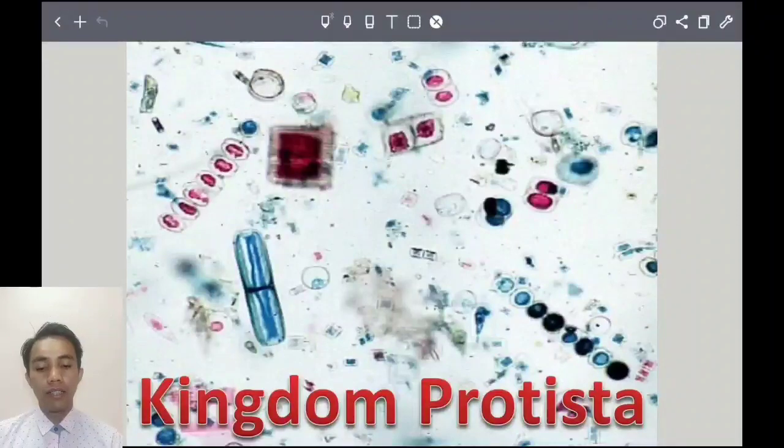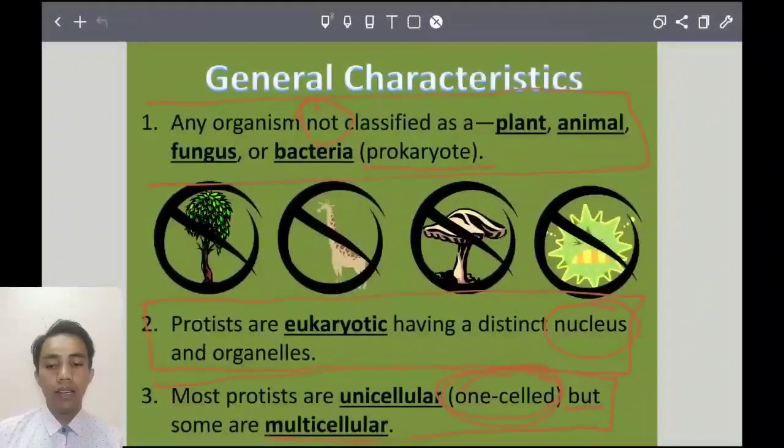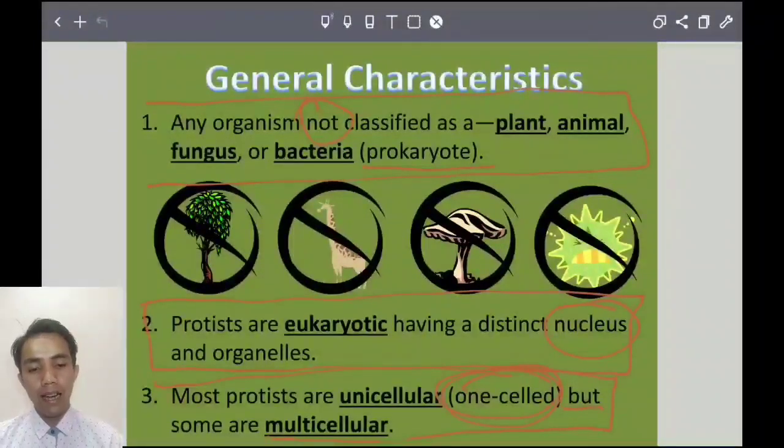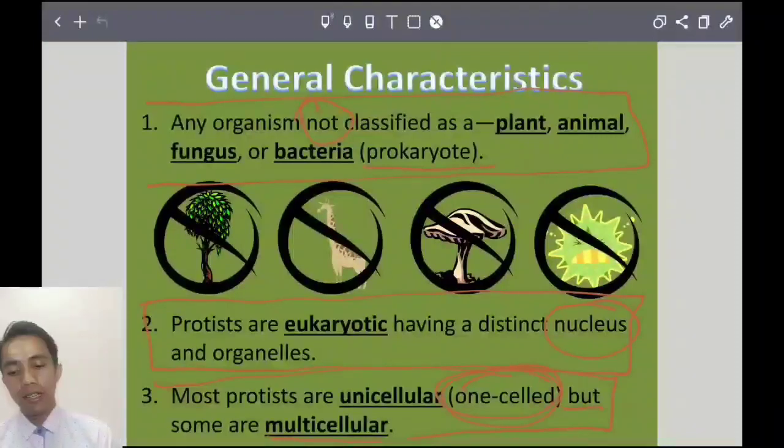Yesterday, we studied about kingdom Protozoa, and we studied about the general characteristics. Here, in number 1, any organism not classified as a plant, animal, fungus, or bacteria. Here, in number 2, protists are eukaryotic, having a distinct nucleus and organelles. Number 3, most protists are unicellular, or one cell, but some are multicellular.